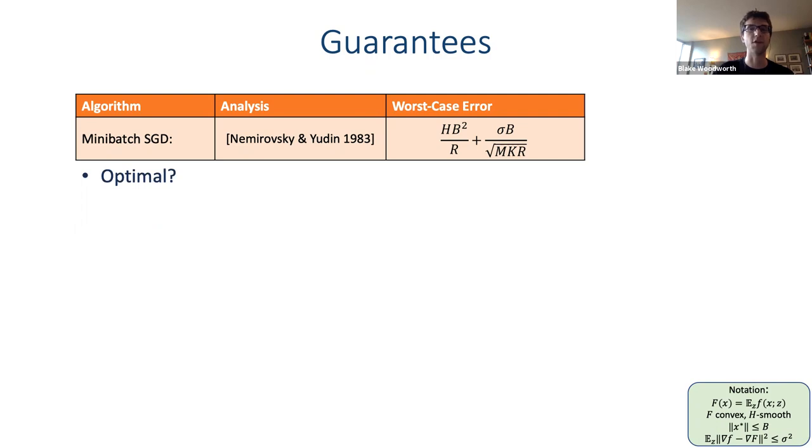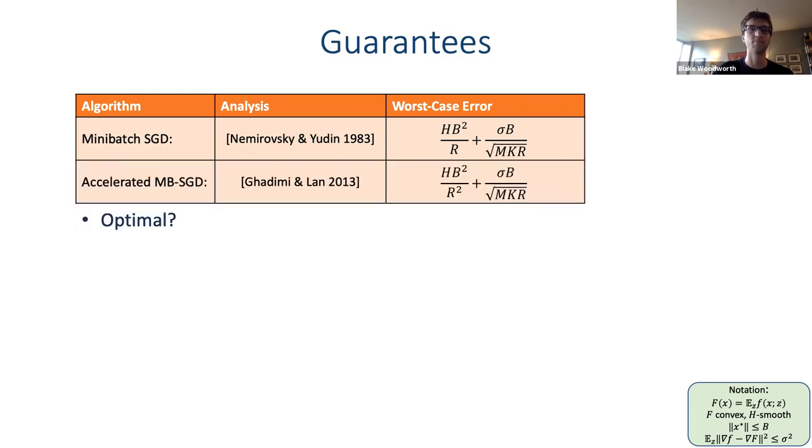For starters, we know that we can accelerate this algorithm using the method of Ghadimi and Lan. Indeed, this gives a slightly improved bound, but again, it's not really clear what we should make of this new one. Is this as good as we can do? Well, again, I can tell you it's definitely not as good as we can do.